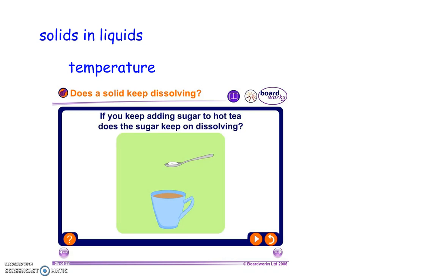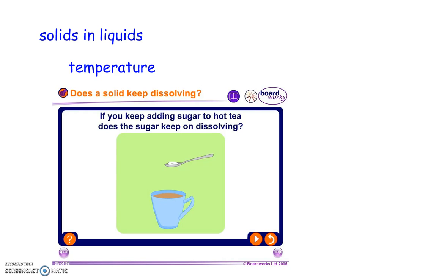If we start with dissolving solids and liquids, if I have a cup of tea or coffee and I add sugar to it, I can dissolve a certain amount of sugar in that water. However, if I keep adding sugar, I can't get all of it to dissolve because there is that maximum amount that I can get to dissolve. However, what that maximum amount is does depend on the temperature.